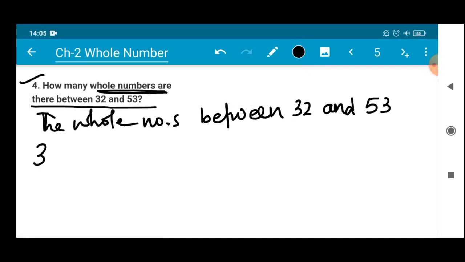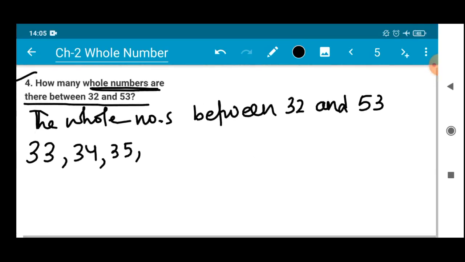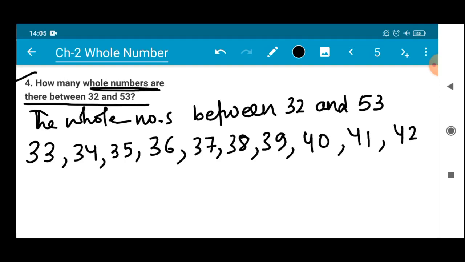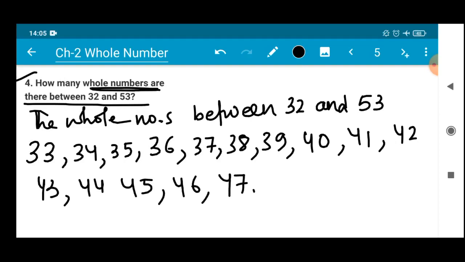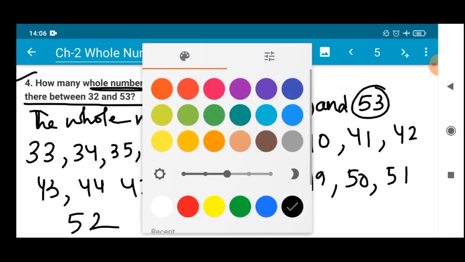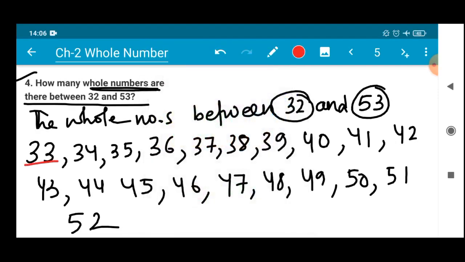So after 32, what comes? 33, 34, 35, 36, 37, then comes 38, 39, 40, 41, 42, 43, 44, 45, 46, 47, 48, 49, 50, 51, 52. So we will not write 32 and 53, because they have asked us to find in between how many whole numbers are there. They have not said starting from 32. They have said in between 32 and 53, how many whole numbers are there. So we will write in between these two only.